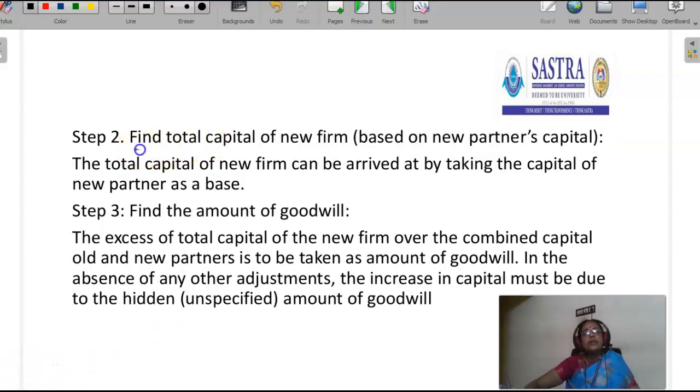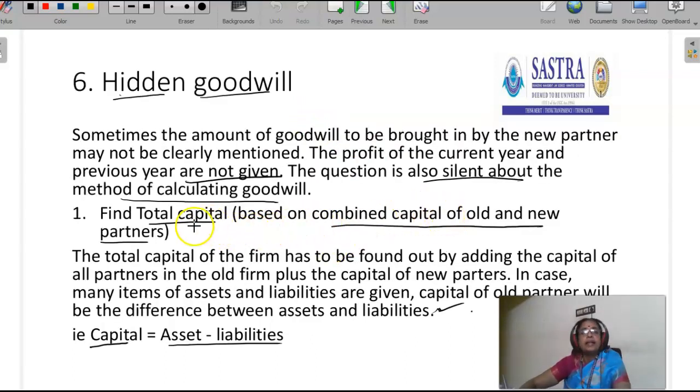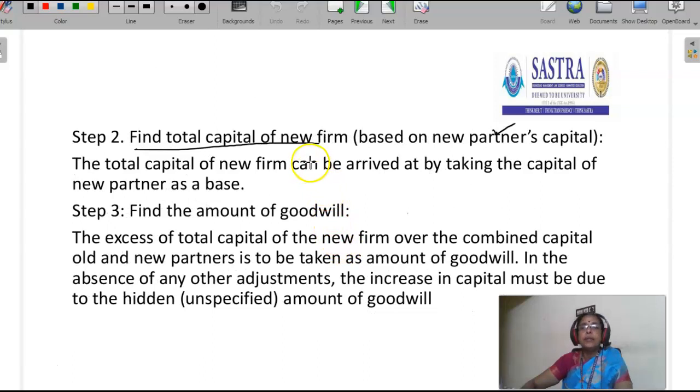Step 2. Find the total capital of the new firm based on the new partner's capital. Based on the new partner's capital, we have to find out the total capital of the new firm. Previously, what have we calculated? We calculated the total capital, where the base is the combined capital of old and new partners. But here, on the basis of the new partner's capital, we have calculated the total capital of the new firm.